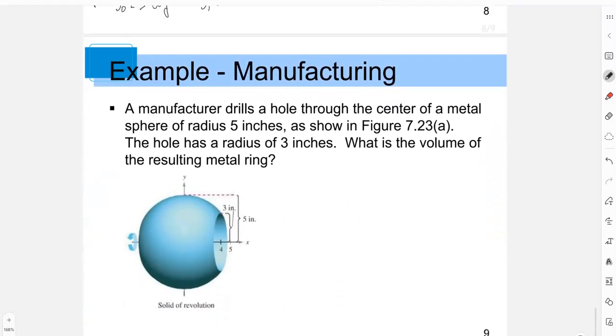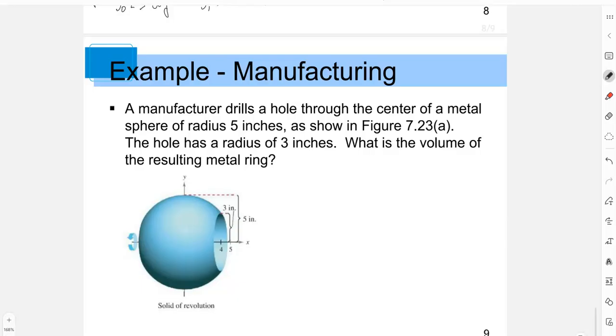Let's look at the next one. And we're really just going to focus on setting this one up. We have a manufacturer that drills a hole through the center of a metal sphere of radius 5 inches. The hole has a radius of 3 inches. What's the volume of the resulting metal ring?